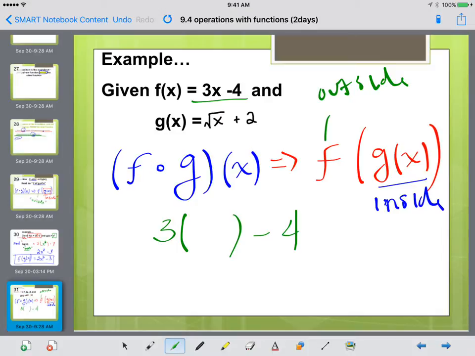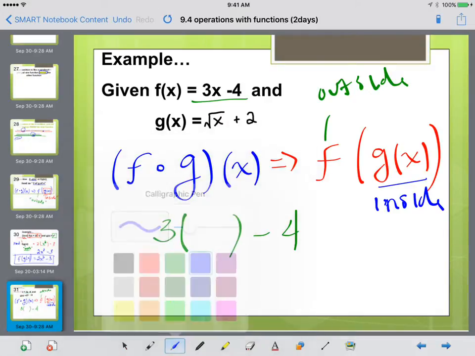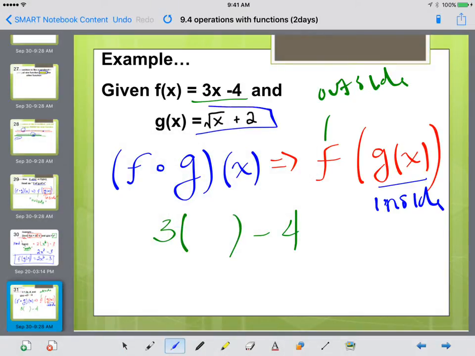Step 2 says we have to replace the parentheses with the inside equation. Inside equation is square root of x plus 2. So I'm going to go into where the parentheses are, and I'm going to put the square root of x plus 2 in parentheses. So I'm putting g of x inside the f of x function. All I'm doing is replacing the whole g with any x's in the f of x.